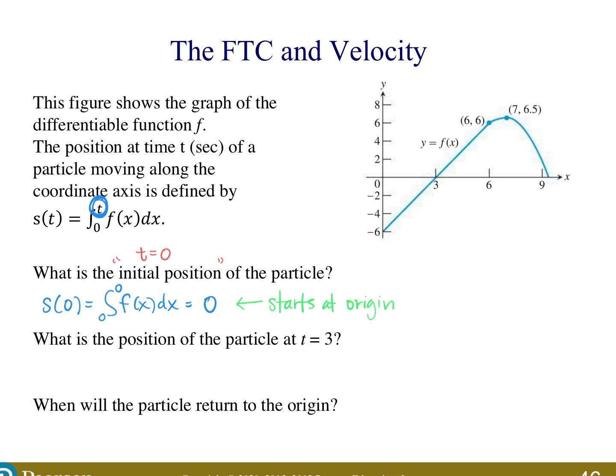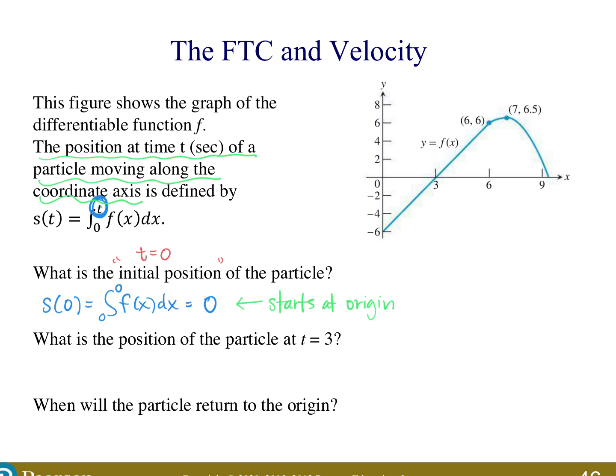How do I know it starts at the origin? Because the directions say the position of the particle is moving along the coordinate axis. So it's moving side to side along the coordinate axis. So if it has a value of 0, position of 0, it's sitting at the origin.